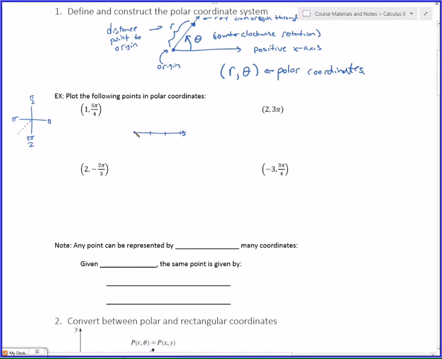Okay? Makes sense? So I'm going to go in that direction. So I'm going to draw an angle that is that direction. It's 5 pi over 4.